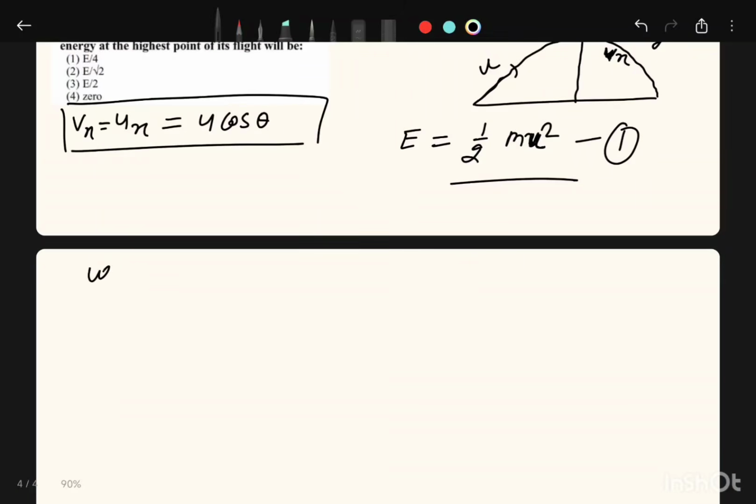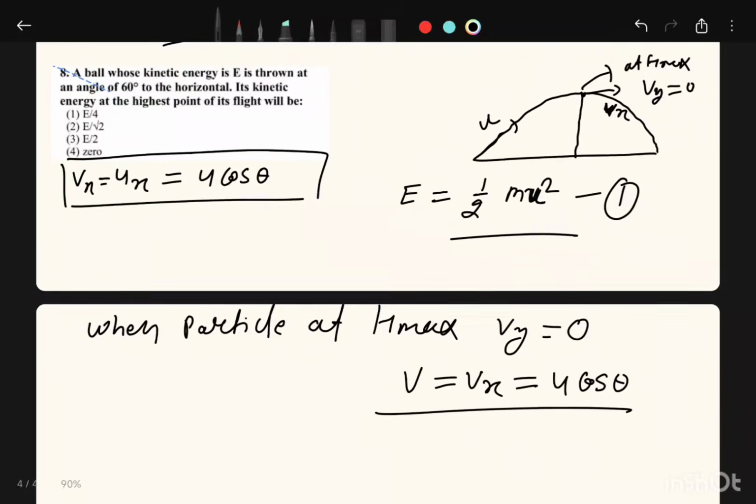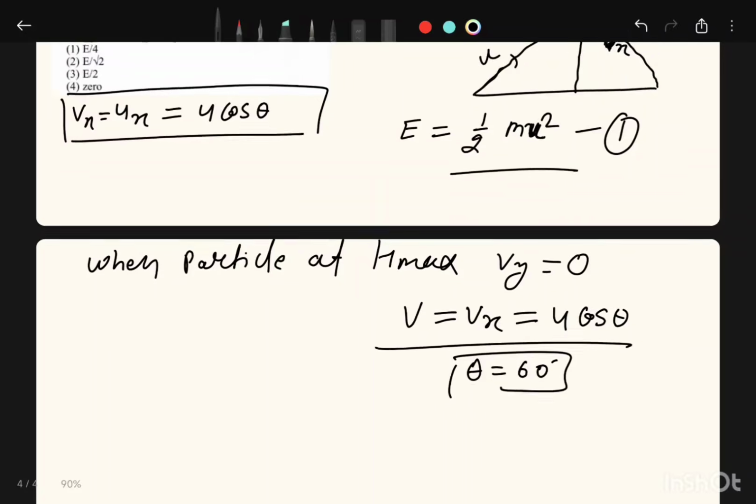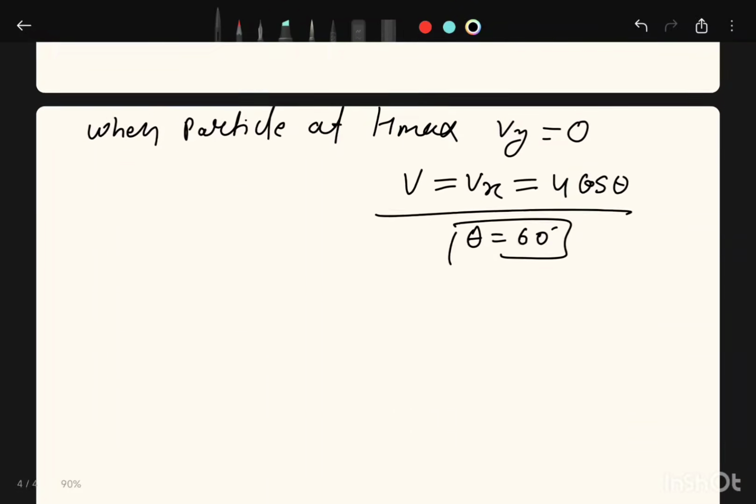So when the particle is at h max, your vy is 0. So your final velocity at h max will be equal to only vx, and that is equal to u cos theta. And you see your particle is thrown at an angle of 60 degree, which means theta is 60 degree. You see in the question, it is thrown at 60 degree angle.